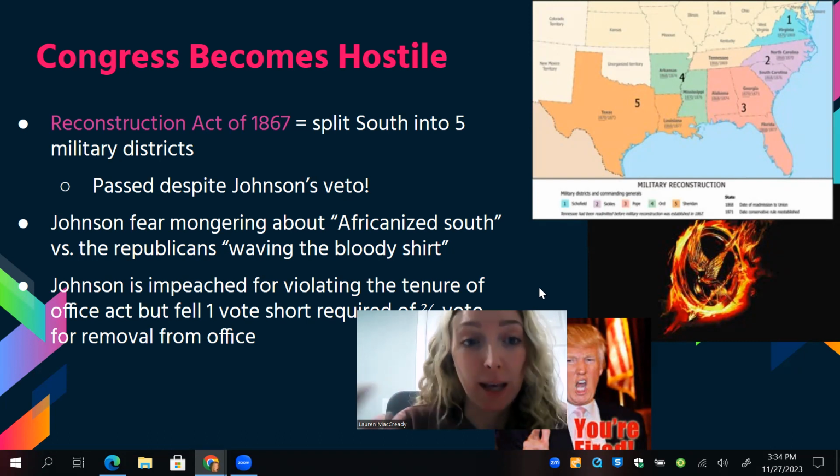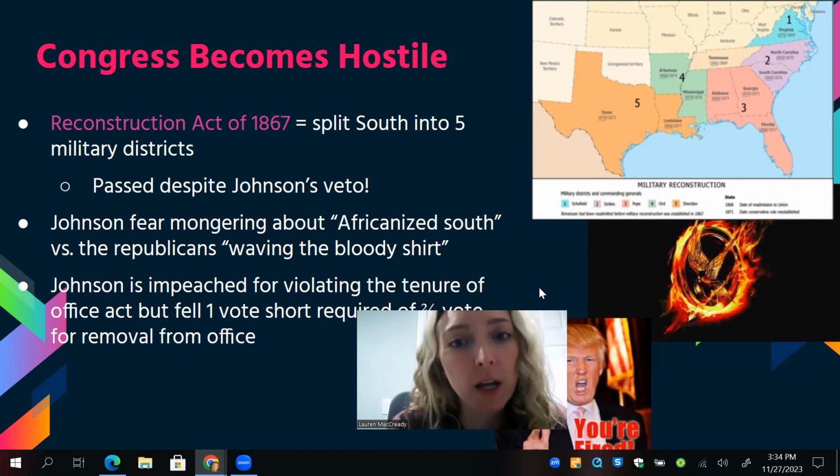So he's impeached. It goes to the vote on if he's going to be removed, and he falls one vote short of being removed from office. Why? If the radical Republicans have the majority, it should have been so easy for them to get rid of him. So why are they holding out? It's because even though a lot of them don't like him, a lot of them are very nervous to start that precedent of just impeaching and removing a president because politically you don't agree with them. They don't want to start that precedent.